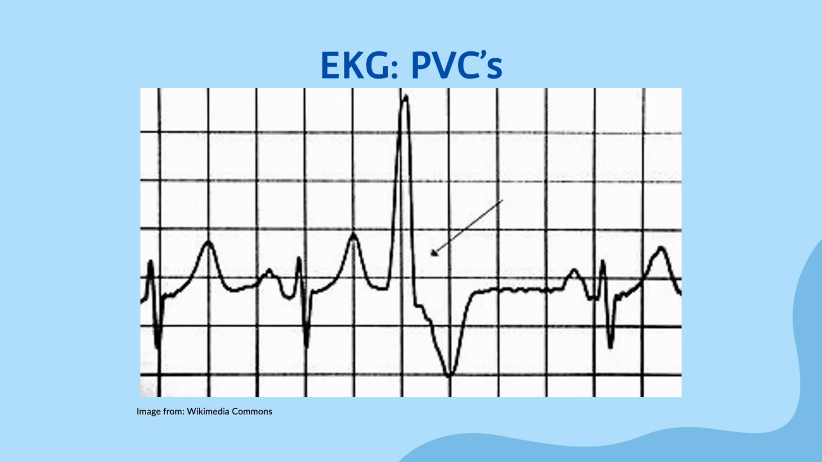The evaluation of PVCs often starts with an EKG. PVCs are easily recognizable on an EKG as they appear as abnormal beats in between the normal beats. They can be single or multiple and may occur in series. They are characterized by wide, oddly shaped QRS complexes.